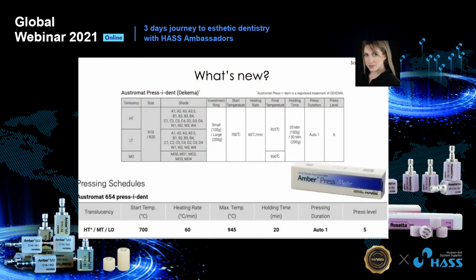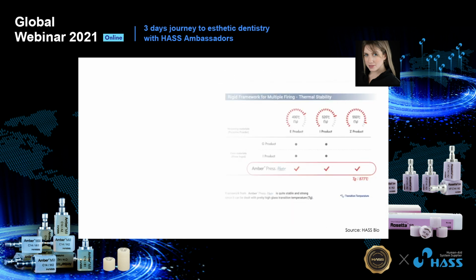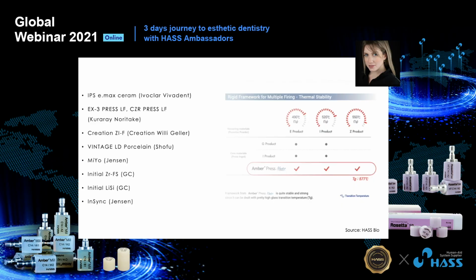And so now we have in our hands this new material, Amber Press Master, with the ability to be pressed in 945 degrees in comparison to those 925 degrees of the most pressable ceramics. Amber Master has a higher glass transition temperature, which makes it compatible with more and more veneering materials that have a higher melting point, like IPS Imax Ceram, EX3 Press LF, Cesar Press LF, Creation ZIF, and many more.